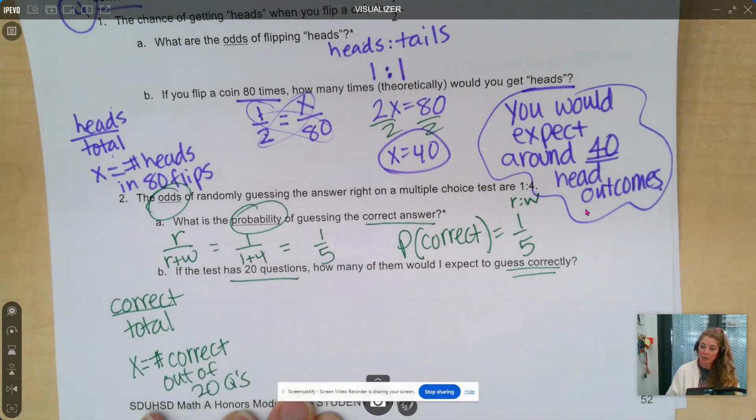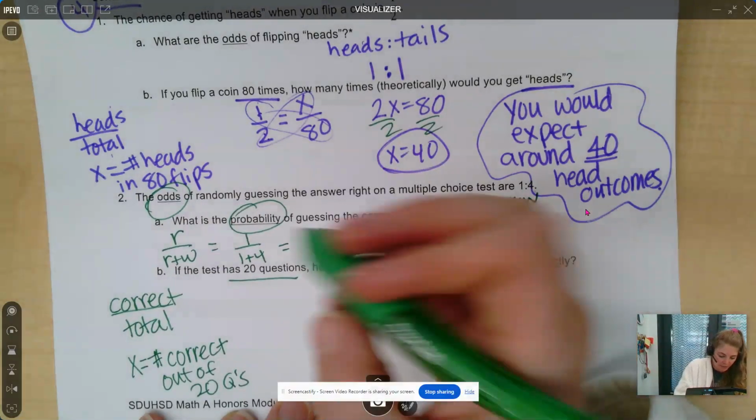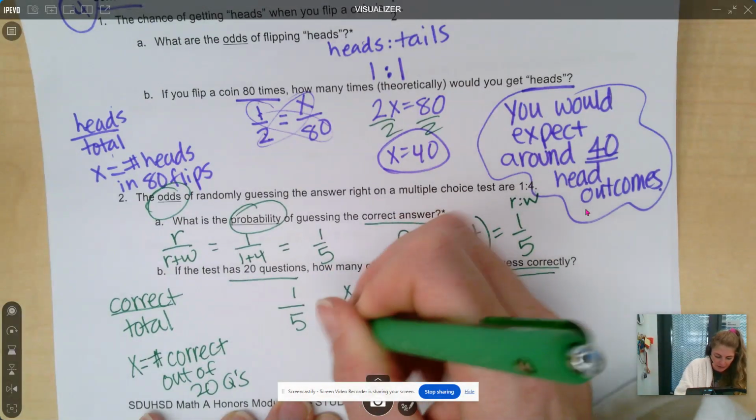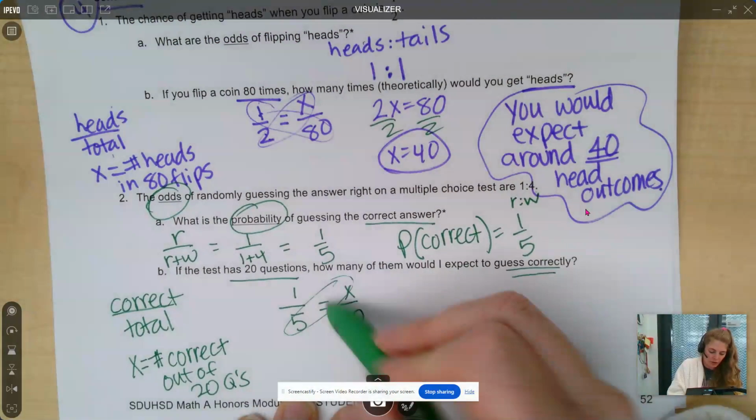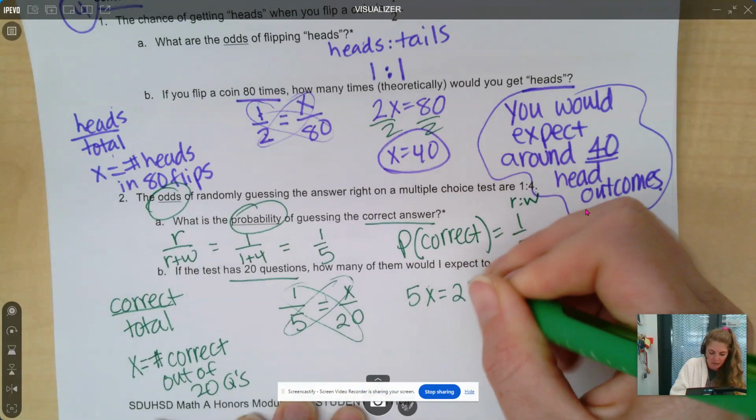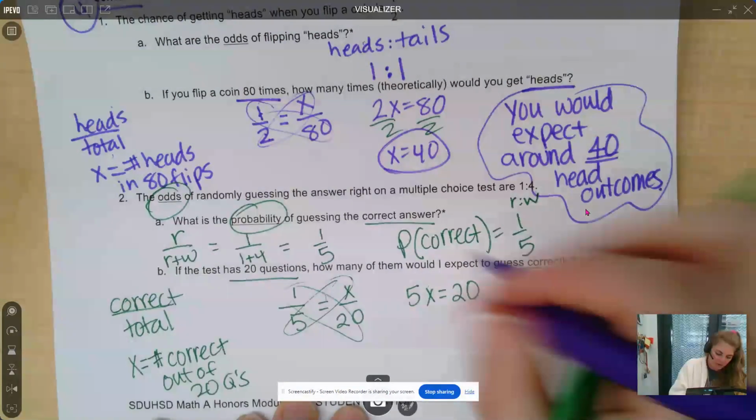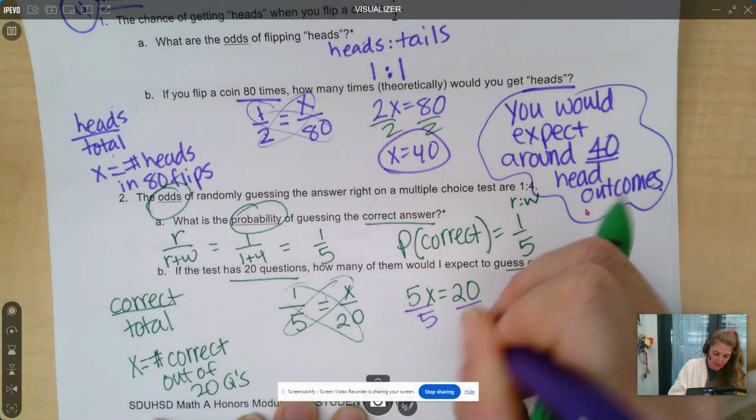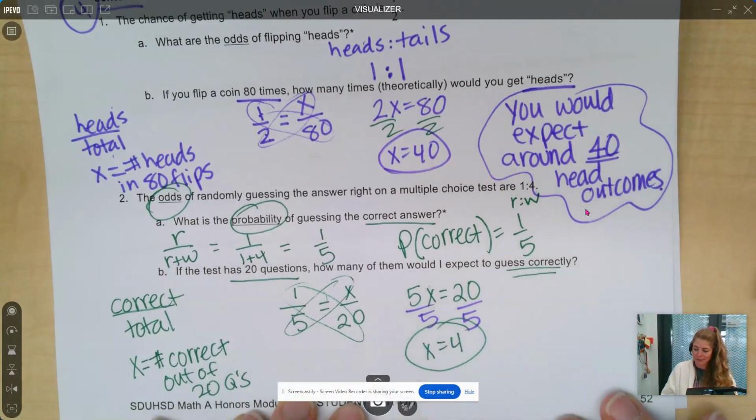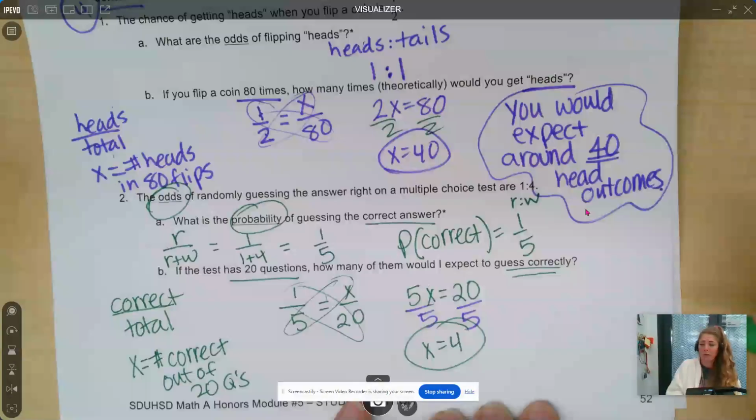So setting up our proportion to solve here, we're going to have 1 over 5 is equal to x over 20. Solve using cross products. We're going to have 5x is equal to 1 times 20, which is 20. I'm going to divide both sides by 5 here to get x to be 4. Oh, maybe you shouldn't have guessed. So you'd expect around 4 questions guessed correctly.